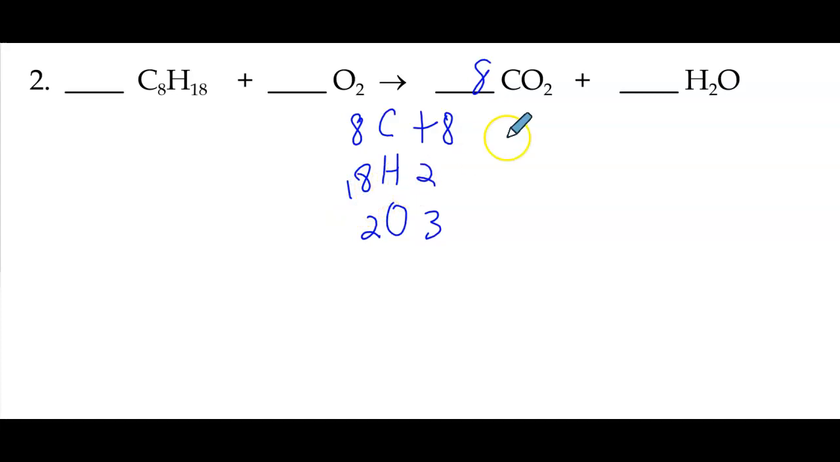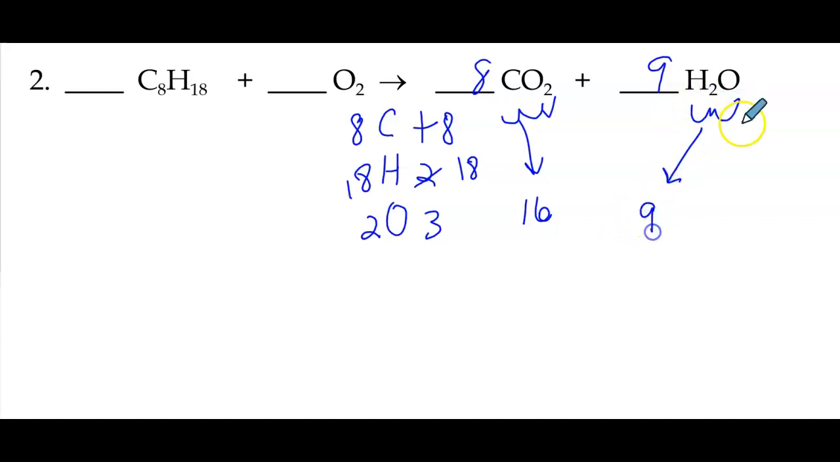Hydrogen has 18. I got to put a 9 here. So now I'm going to make this go to 18 because 9 times 2 is 18. So now carbon is good and hydrogen is good. Now I want you to look at oxygen. I want you to look at this part of oxygen here, okay? And I want you to see 8 times 2. From this, I get 16. And this part of oxygen here, I get 9 because remember there's a 1 here. So from here, I get 16. From here, I get 9. So in total, I'm going to have 25 oxygens I need on this side.